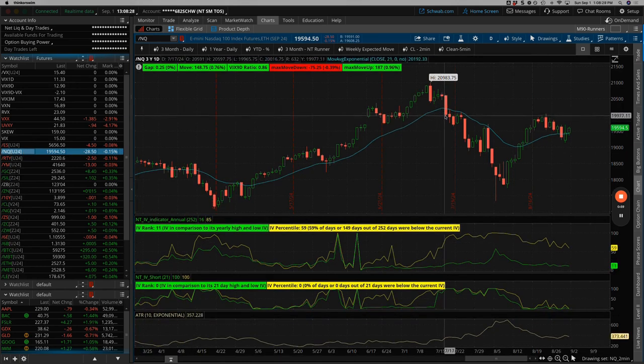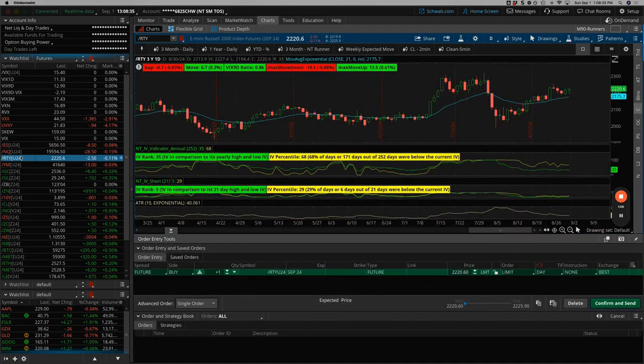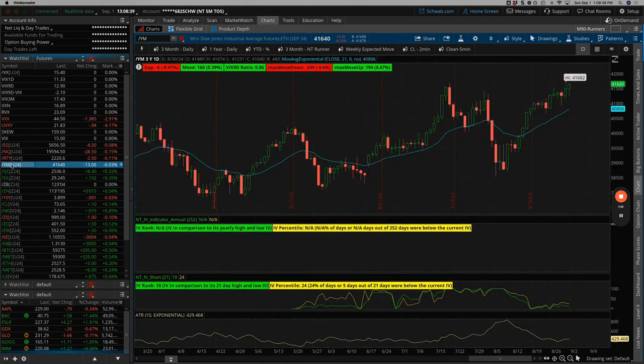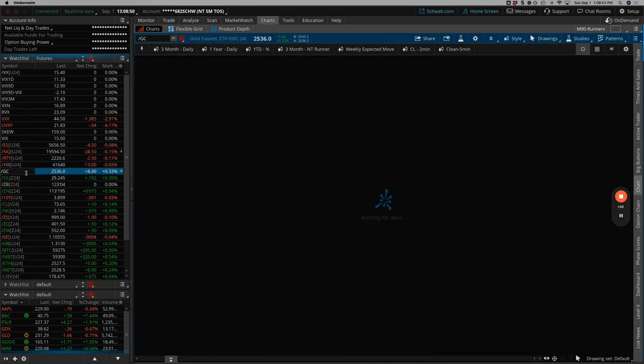not as strong as the S&P, got back about half of what it lost, but not as close to all-time highs. Russell almost back up to its recent highs, and the Dow back to new all-time highs on Thursday. It ticked a new all-time high and a new all-time closing high on Friday. So stocks continuing to show that strength.